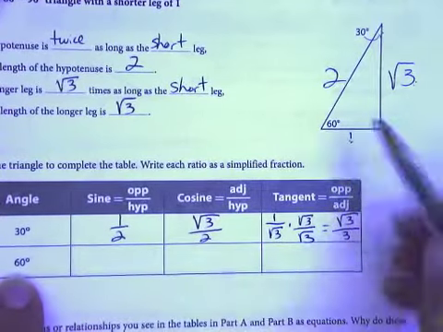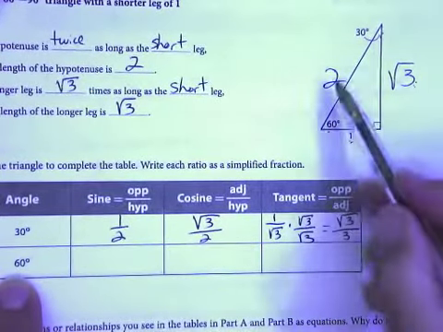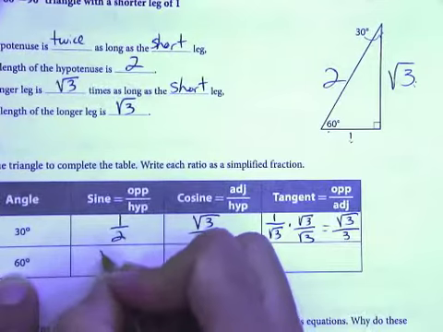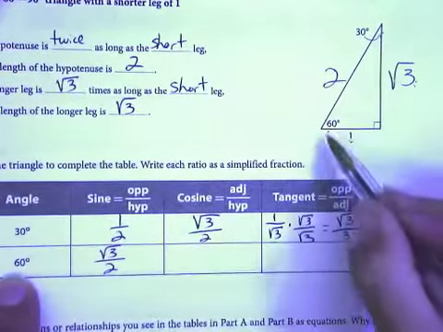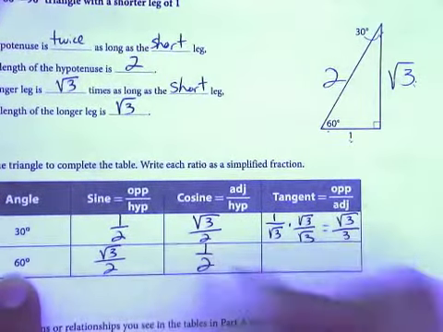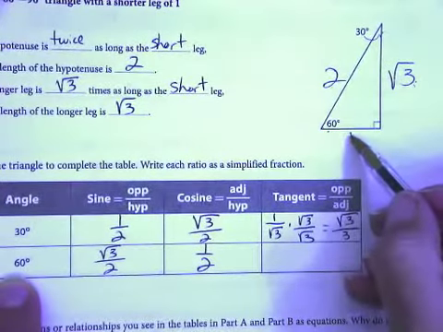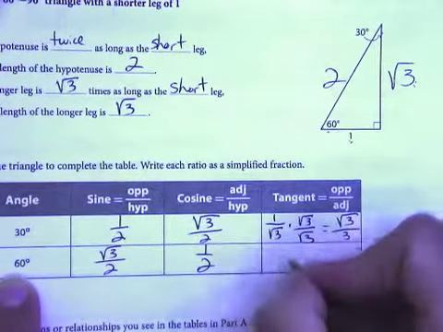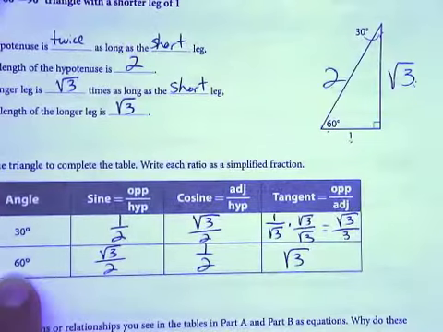The sine of 60 degrees, that's opposite over hypotenuse, so that's radical 3 over 2. Cosine is 1 over 2, and tangent, that's opposite over adjacent, so that's radical 3 over 1.